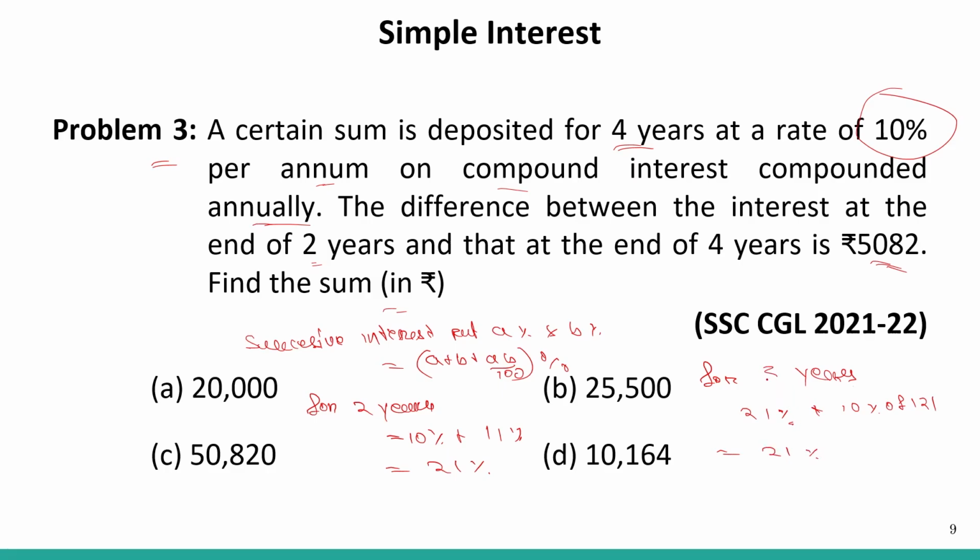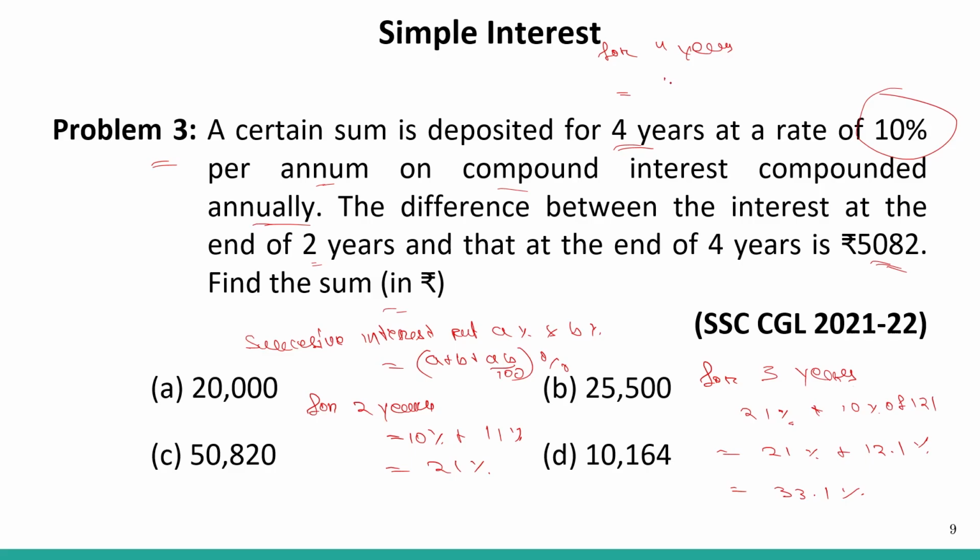For 3 years this will be this much. So it will be what? Plus 12.1, right? So it will be this much percent. So this will be 33.1% for 3 years. So for 4 years it will be equal to 13.